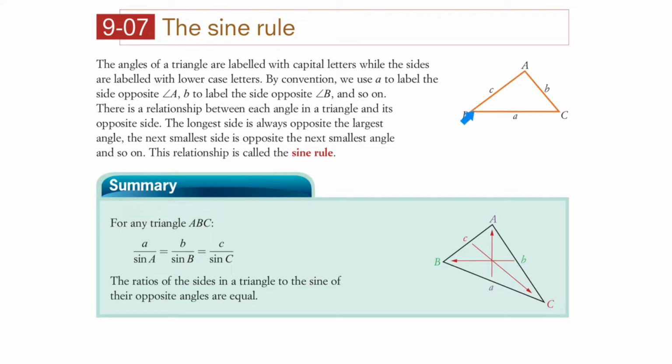So the capital B angle, the opposite to that is a small b. Capital A is a small a. By convention, we use a to label the side opposite the angle A, b to label the side opposite angle B, and so on, as you can see in that diagram.